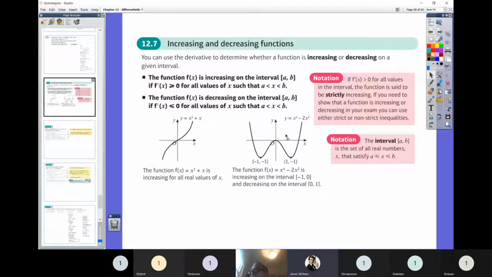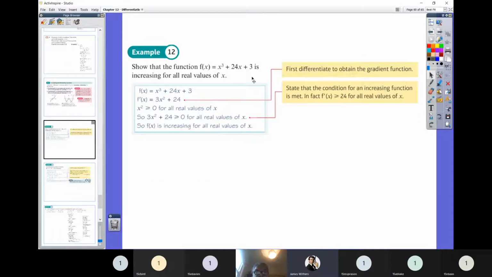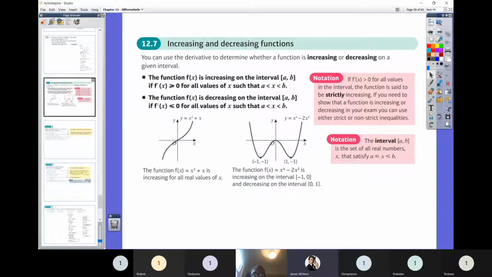Whereas the second W-shaped one, obviously that is decreasing down to the x value of -1. It's increasing between -1 and 0, decreasing between 0 and 1, and increasing from 1 onwards. So it's either just where it's going up or down. Couldn't be simpler really. So that's the definition of it. So if you're actually given the graph, you're laughing, aren't you? Because you just literally see where it's going up or down.